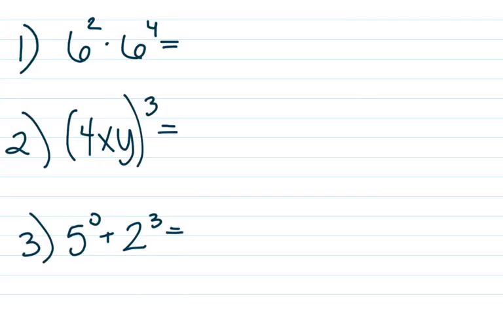Okay, so I have a few practice problems for you guys. I'm just going to do these 3 first right now, go over them, and then I'll do more because I want to make sure you guys understand. So you have 1, 6 to the 2nd times 6 to the 4th. 2, 4xy, so 4 times x times y, all to the 3rd power. And then your third problem is 5 to the 0 plus 2 to the 3rd. So right now, pause it, try these on your own, and then play again so that I can work them out with you.